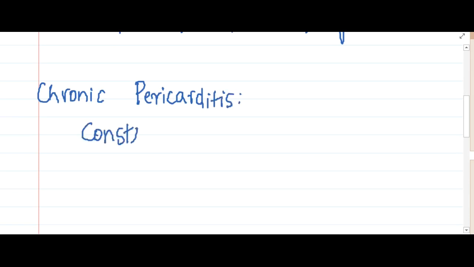In chronic pericarditis, there is accumulation of fibrous tissue, leading to constrictive pericarditis. We will learn constrictive pericarditis better in medicine, right? So this is about pericarditis.